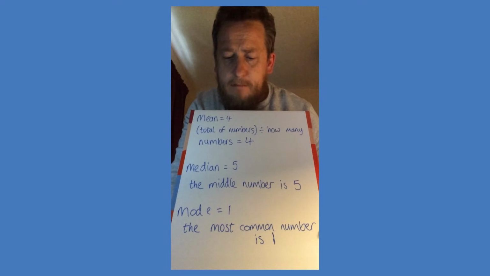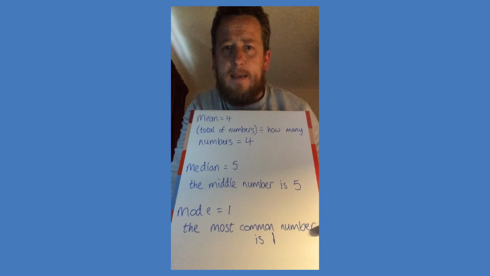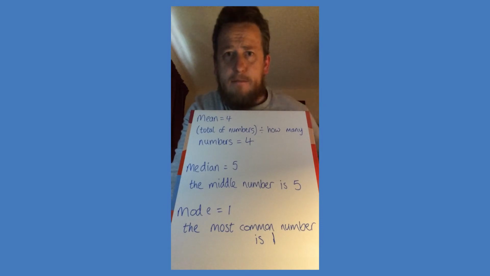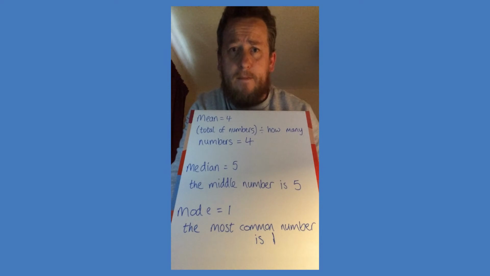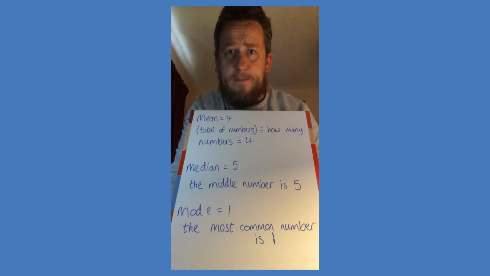And finally, the mode is 1, and this simply means that 1 appears the most times. So if you've got a list of several numbers, there will be more 1s than any other number in that list. Okay, so that is the first part of our solution: the mean is 4, median is 5, mode is 1. This is what that means, and this is what you would have had to know in order to solve this.